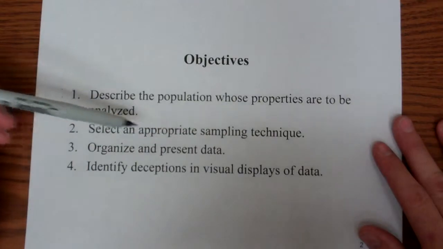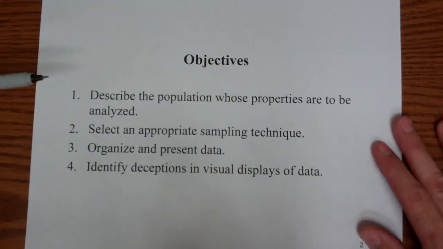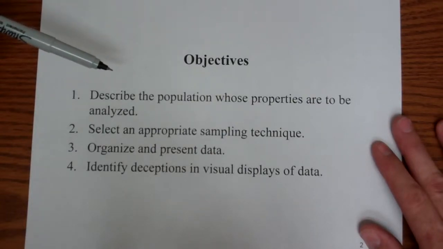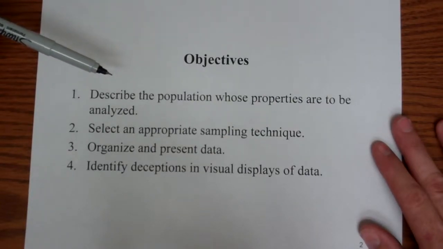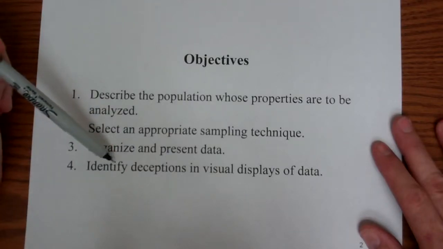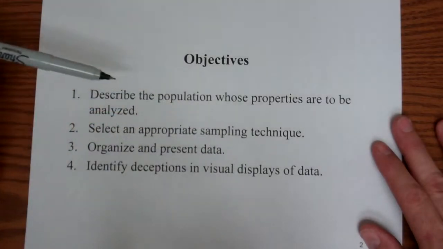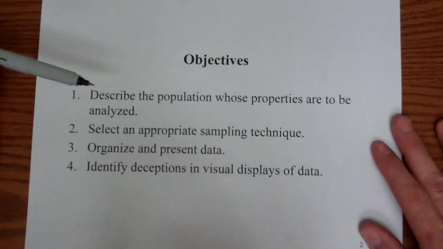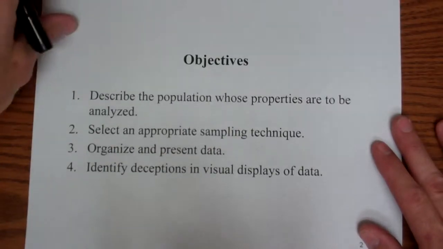Then we're going to organize and present the data. In this video, we're going to do that using a frequency table, okay, and talk about a histogram and a polygon chart. And then we're going to identify deceptions in visual displays of data so that you can recognize those in other people's work and avoid them in your own.